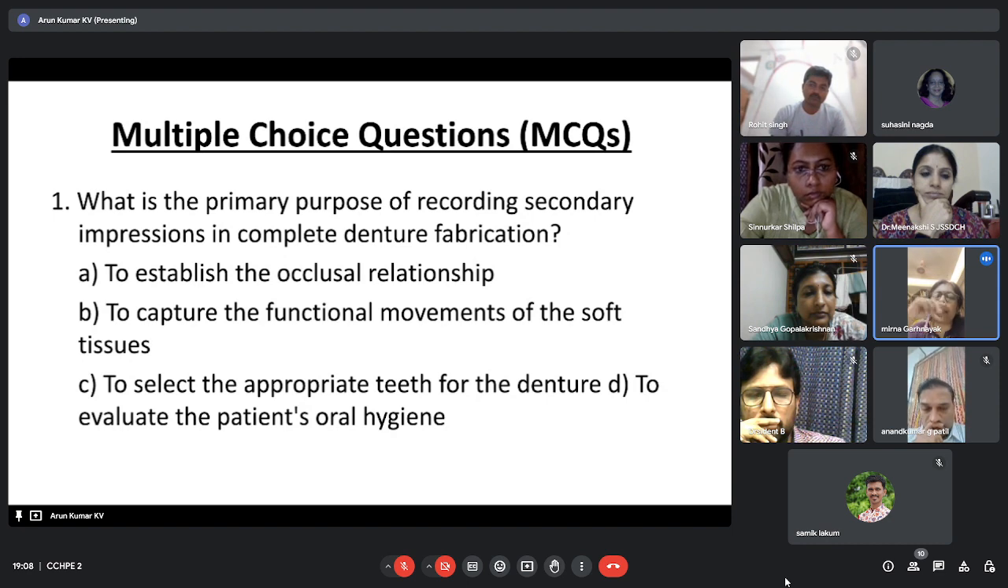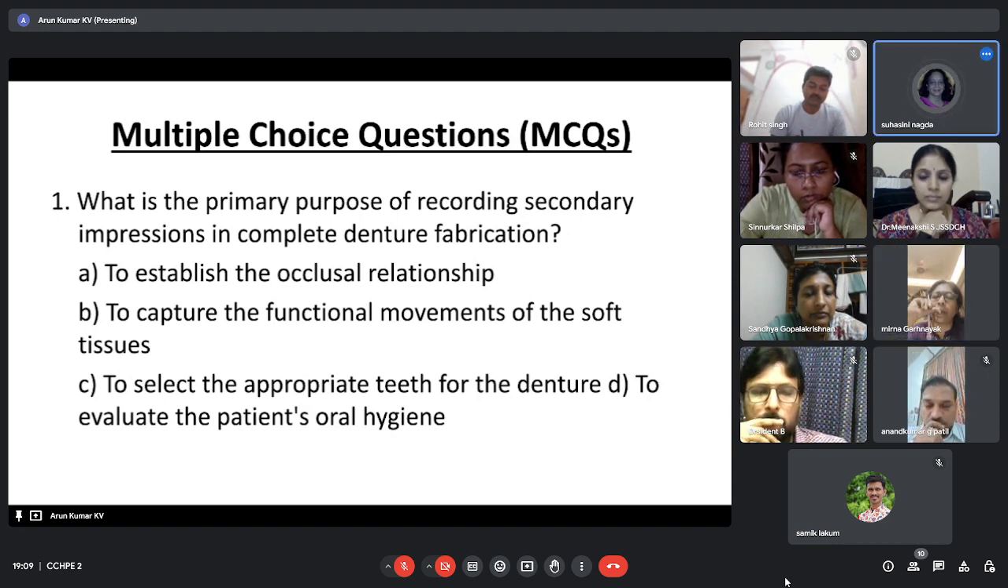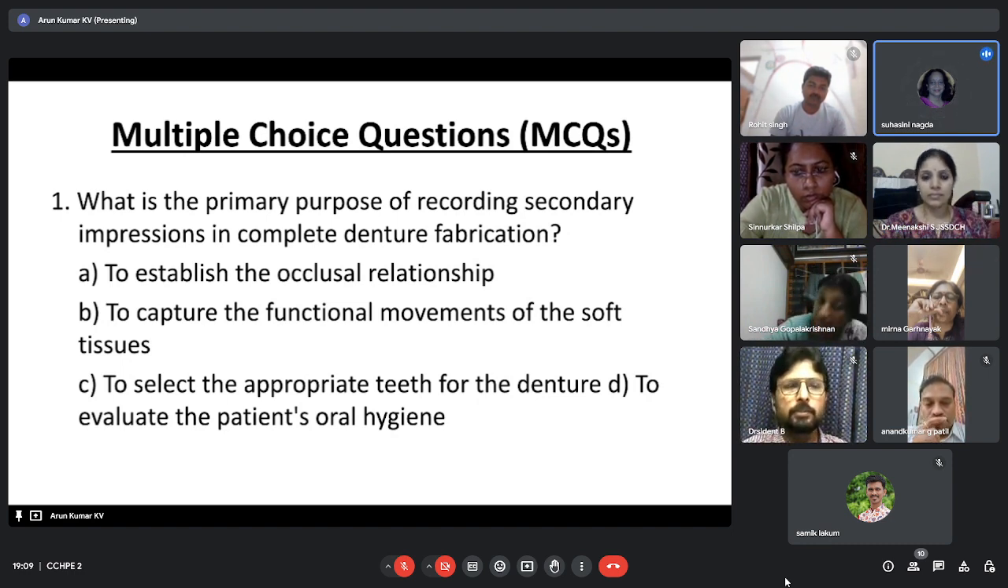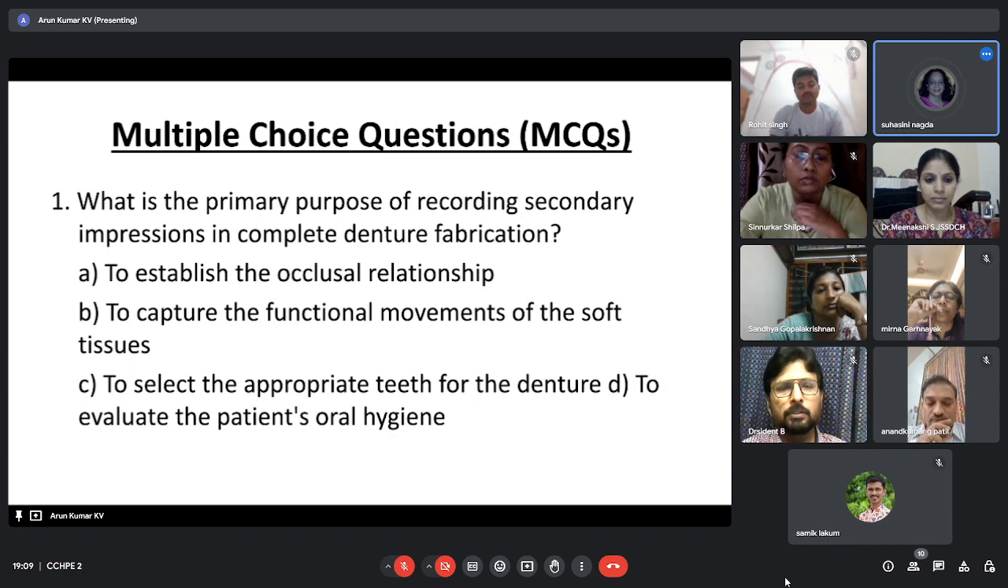In the secondary state, ma'am, actually we are recording in a minimally compressed state, minimal pressure. I think functional is also the same. So he will mark both A and B as right. That's what I'm saying. You're not getting me, and nobody is volunteering to discuss. Please discuss among yourselves. Don't make me only speak.